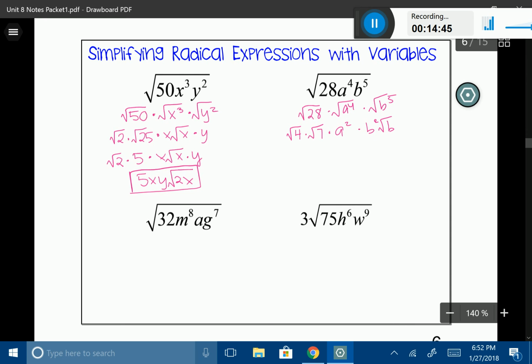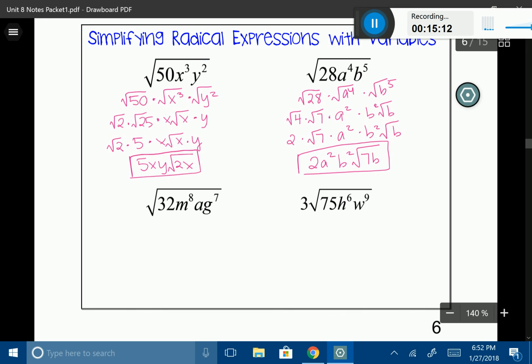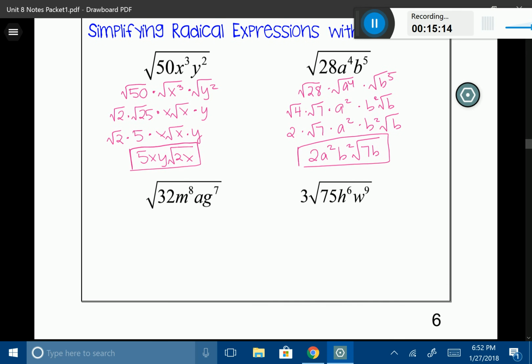All right, let's go back to the beginning and simplify anything else that we can. The root 4 is 2, the root 7 is already simplified, a squared times b squared root b. Now I want to piece everything together. I'm going to do coefficients and outside numbers first. So 2a squared, b squared, and then my radical symbol, 7b. And I've simplified my expression. Feel free to pause the video and try these on your own if you like.